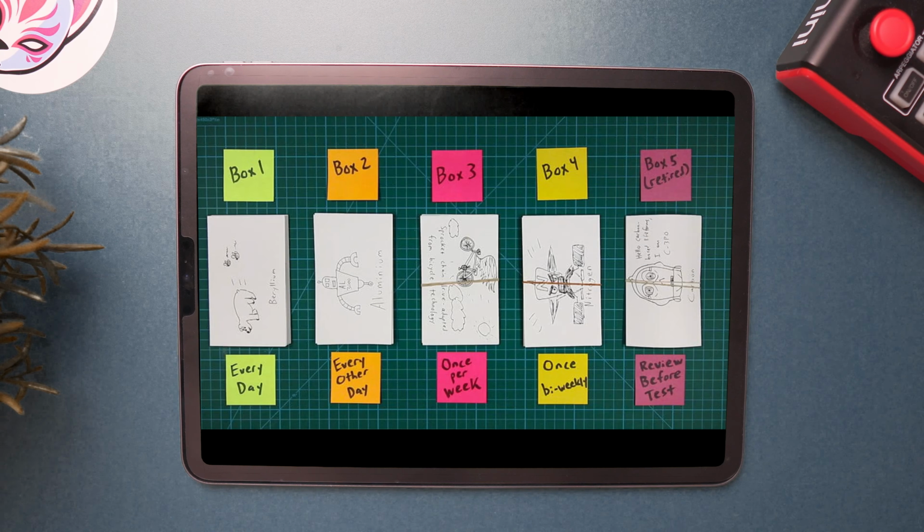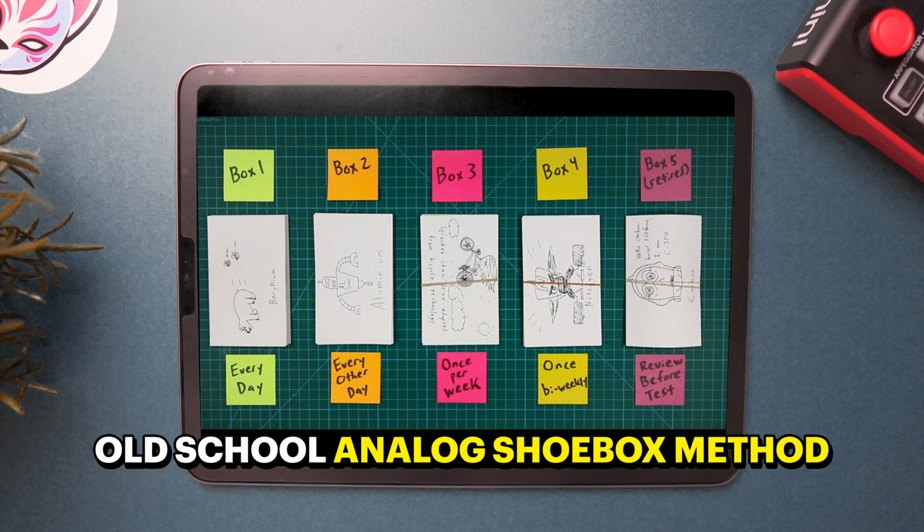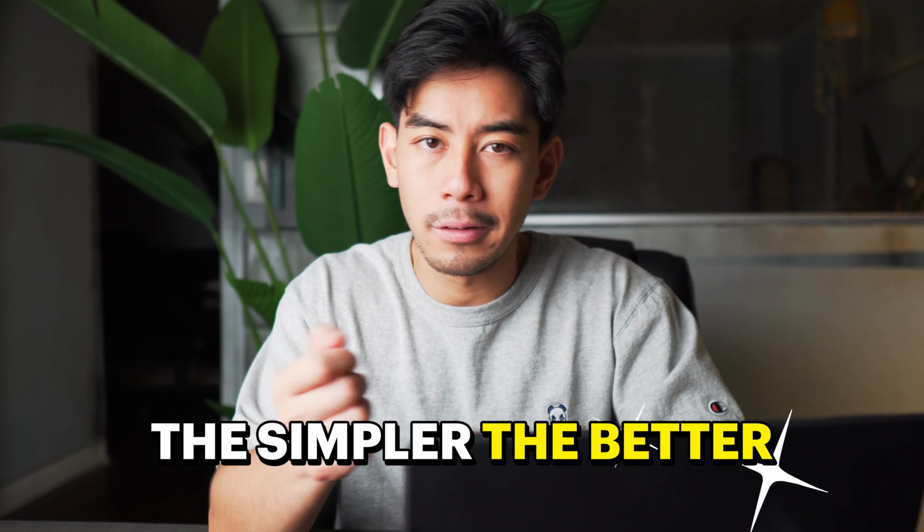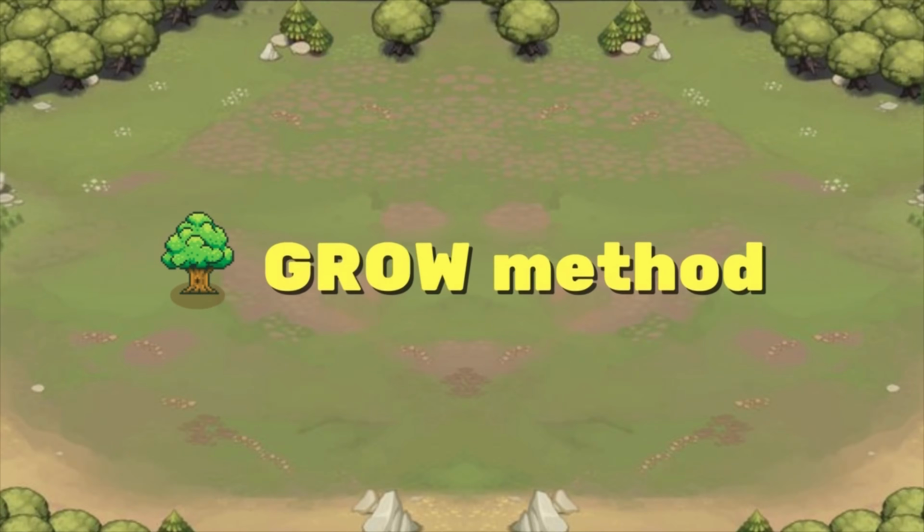There are different ways to do this, from the old school analog shoebox method to encoding entire algorithms, but let's be real, the simpler the better. Our preferred way is something we call the GROW method. Not only does it keep track of how well I know each topic, but it also serves as a study schedule that recommends which topics to study at any given moment, which is a huge time saver because I don't need to worry about planning a schedule ahead of time.